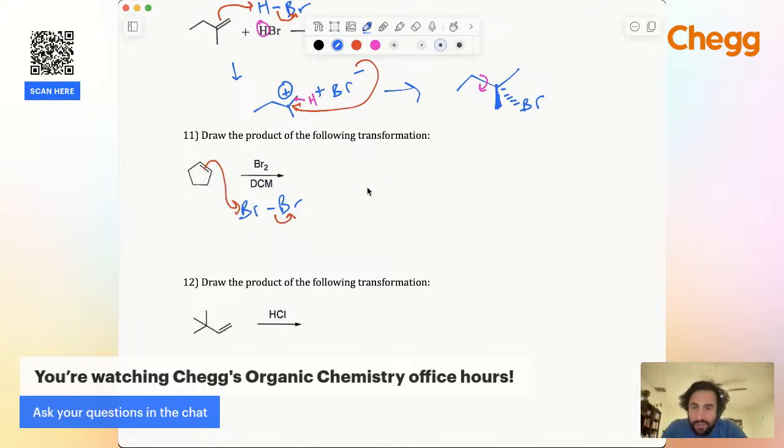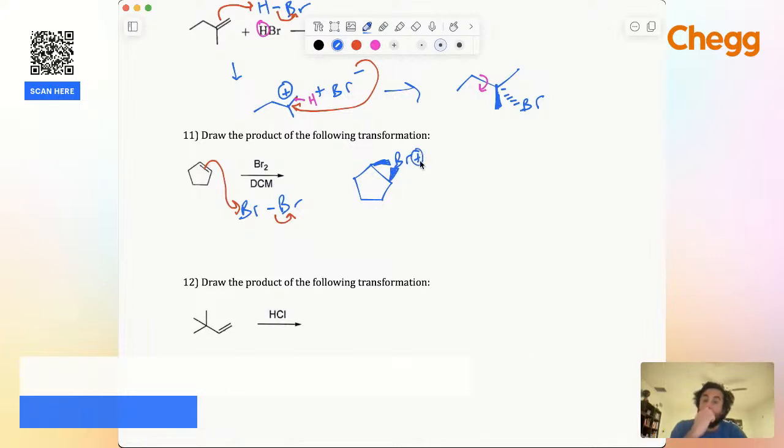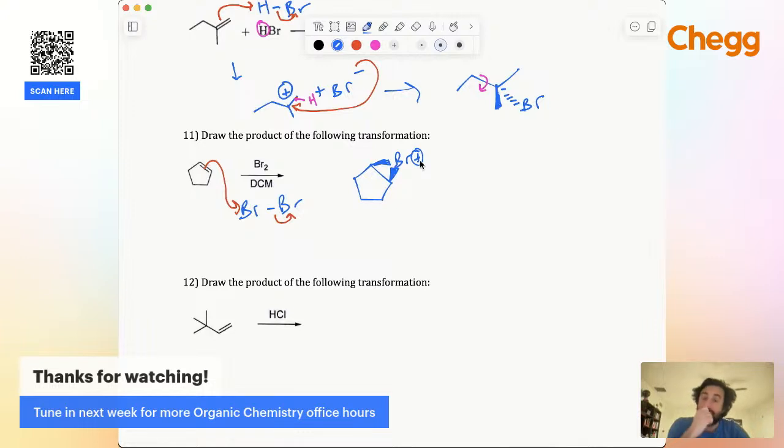So let's draw the bromonium ion intermediate. This is what we end up with as the intermediate. The bromine inserts itself into that pi bond, and we end up with Br+. So that's the intermediate, the bromonium ion intermediate. But we have this bromide floating around, right? We kicked off that bromide before. So what is bromide going to attack?